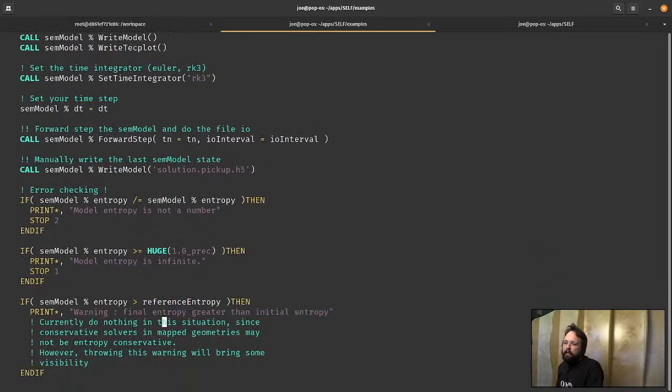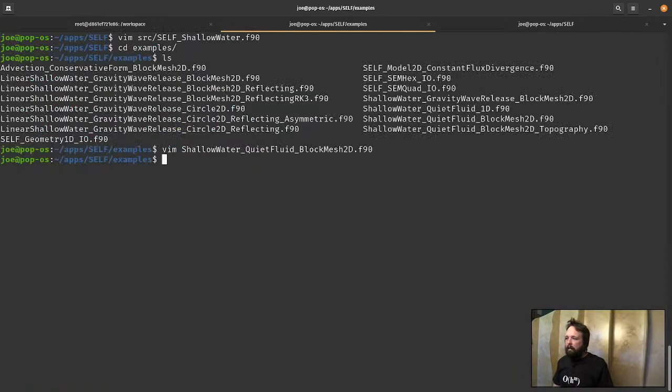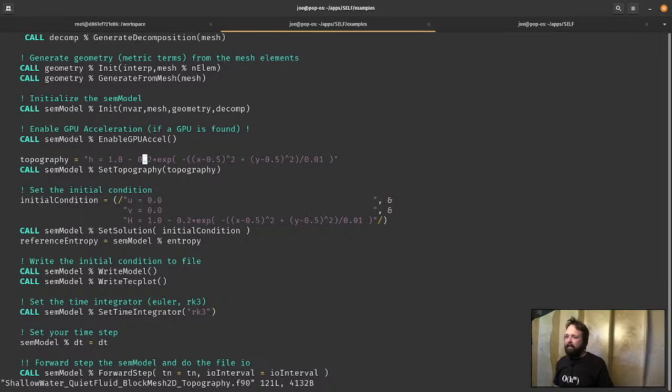And then the last bits here, we have some error checking in these examples because they're part of the continuous integration process. Now, the other test case we've set up is basically the exact same thing, except now we have topography. So the topography is really just going to be given by a little hill that has a height of 0.2, so it's a Gaussian hill. And then the total fluid height is going to be set to the same thing. So again, the free surface height is fixed.